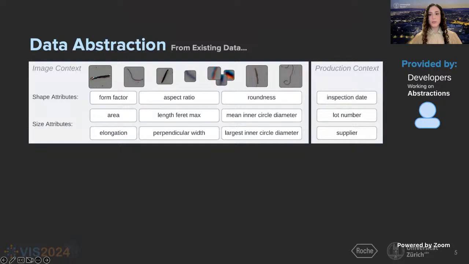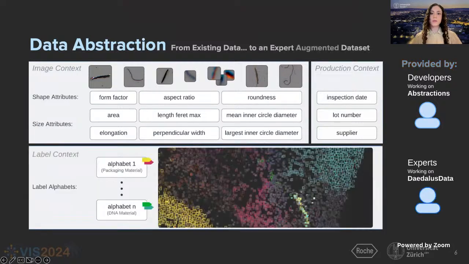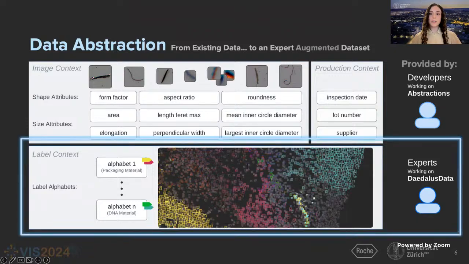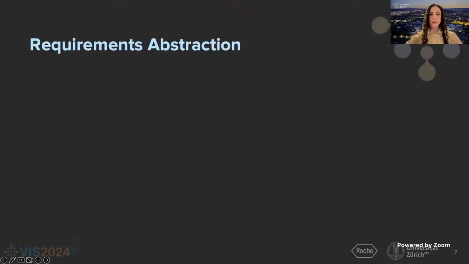So working with this abstraction of the image and production context, we prepared feature vectors of these attributes here, and these represent what manual expert evaluation would have considered. Daedalus data then augments the dataset with expert-developed labels organized into label alphabets on the left here, and this means that data abstraction is a continuous process that is extended throughout regular use of the tool. I'll come back exactly to how that happens after we talk about our requirements.